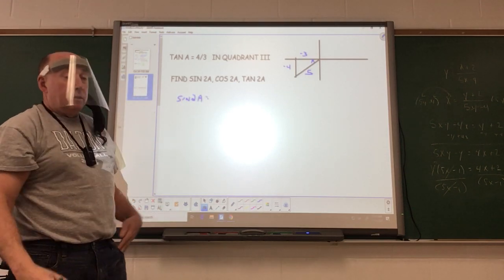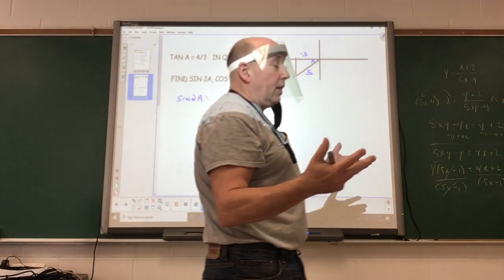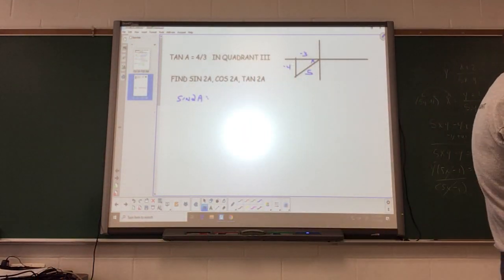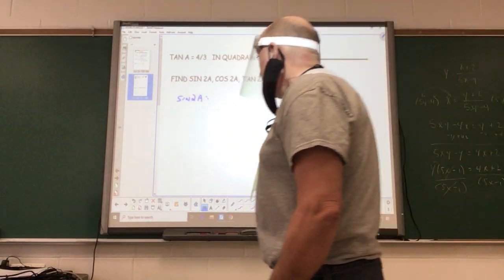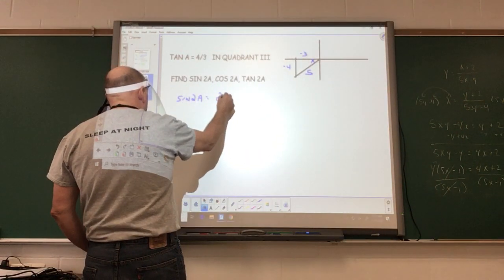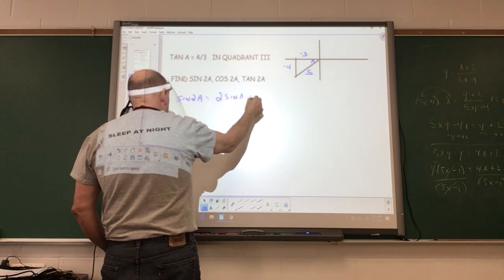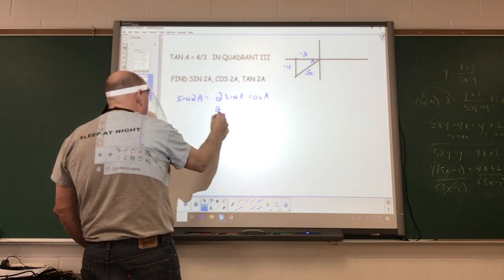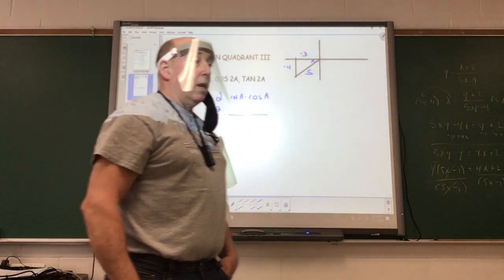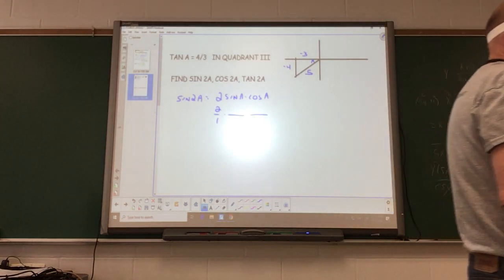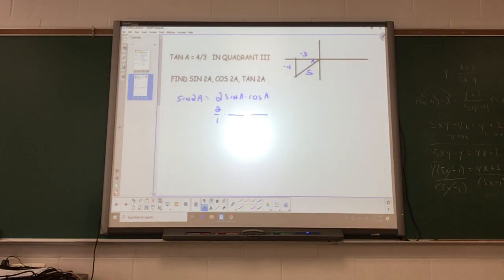Sine of 2A, expand it out. How can I rewrite sine of 2A? Which is 2 sine A times the cosine of A. So look at your triangle. What's the sine of A? And what is the cosine of A?